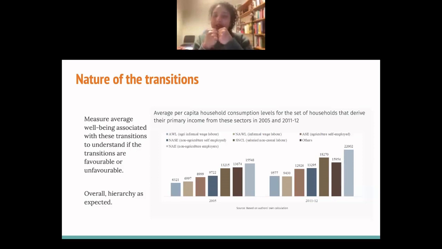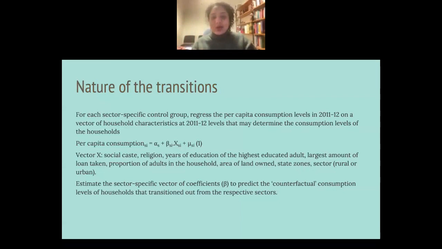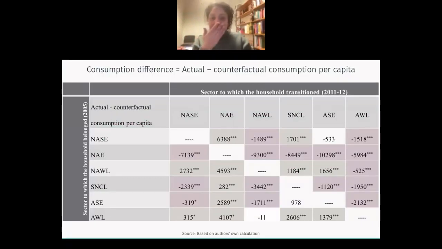I look at the households that did transition and create a counterfactual of what their consumption levels would have been had they not transitioned, and had they stayed in the same sector and were getting similar returns to their characteristics as the non-transitioning set, and look at their actual consumption level compared to this counterfactual consumption level. The results are quite interesting, and basically as expected. If you move towards, let's say, a non-capitalist self-employed segment, you will be worse off. If you're moving towards the casual wage labor sector, you'll be even worse off, and so on and so forth.